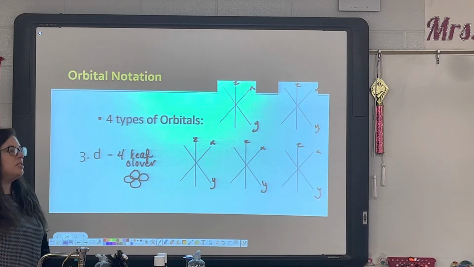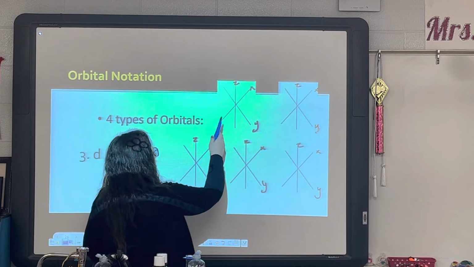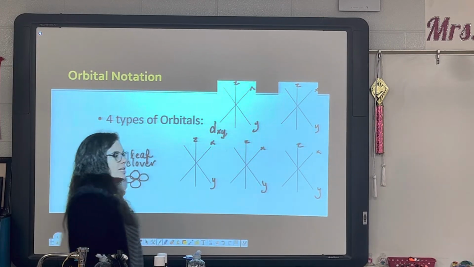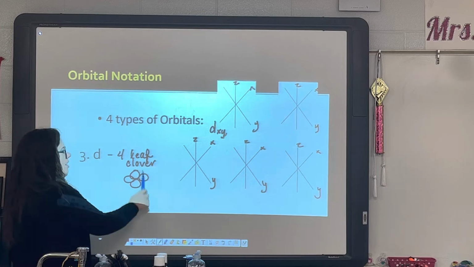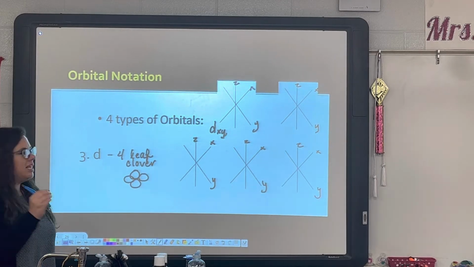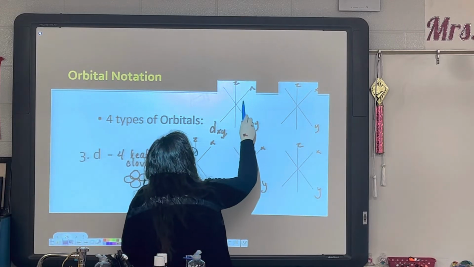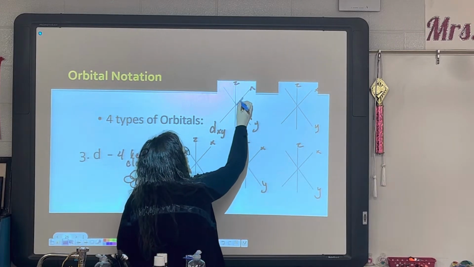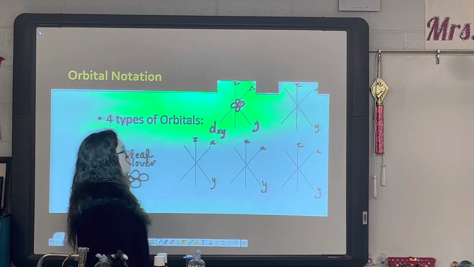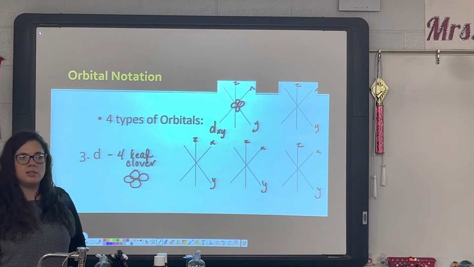All right, so the first type, I'm going to start up here, is a dxy. So instead of this shape going on the x and y axis, it goes between the x and y. So if this is my x and y, I would have one here, one here, one here, and one there. Between my x and y axis.